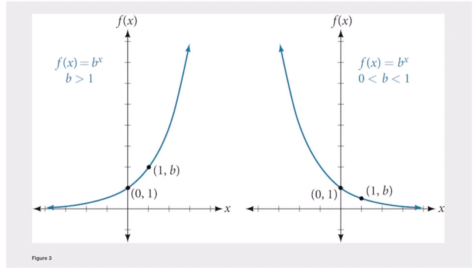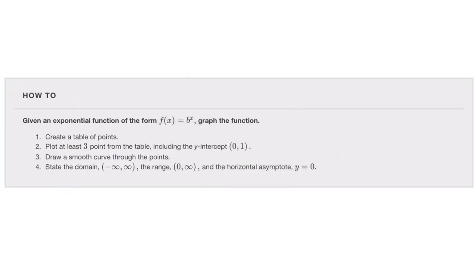Are we talking about an increasing or decreasing exponential function? Given an exponential of the form f of x equals b to the power of x, how do we graph it? One, create a table of points, plotting at least 3 points including the y-intercept (0, 1), and then draw a smooth curve through the points. Then state the domain as all reals, the range as 0 to infinity, and the horizontal asymptote of y equals 0, which is the x-axis.